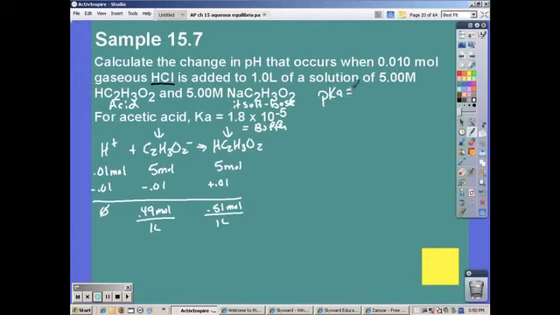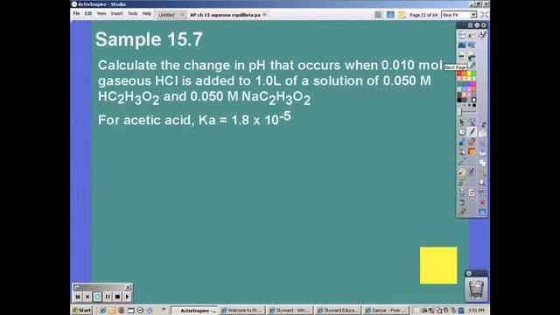We're left with a buffer, so we can use our Henderson-Hasselbalch equation. pH is equal to pKa, which is 4.74, plus log of our base, which should be 4.99 over 5.01 being our acid. So pH should equal 4.74. And so our change in pH would be 0.